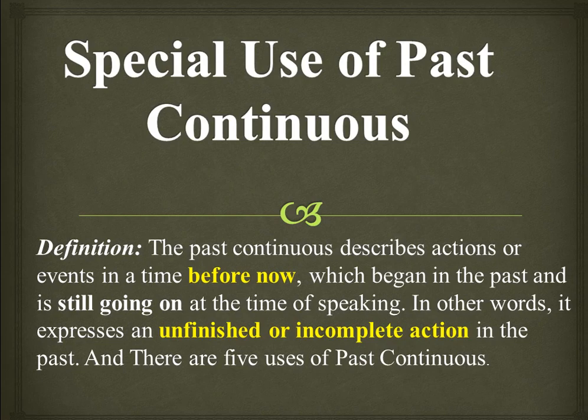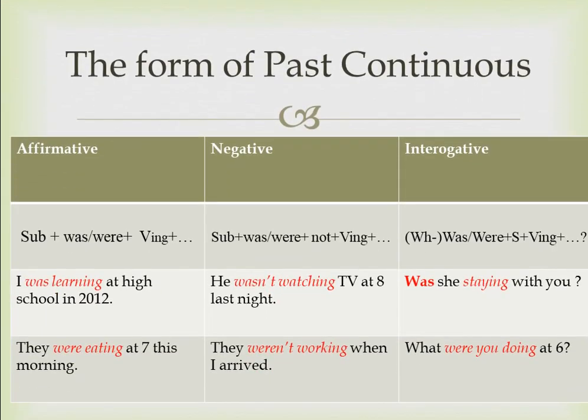There are 5 ways, and before I start to show you the 5 ways of using past continuous, I would like to show you the definition first. The past continuous describes an action or event in a time before now, which began in the past and was still going on at the time of speaking. In other words, it expresses an unfinished or incomplete action in the past. And here is the form of past continuous.